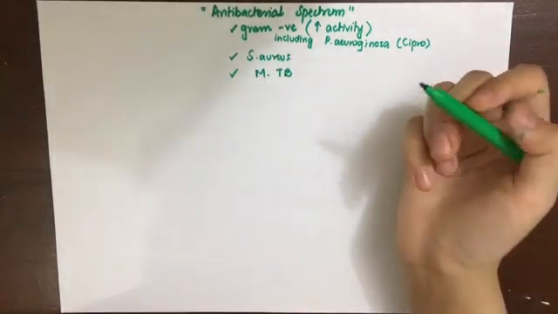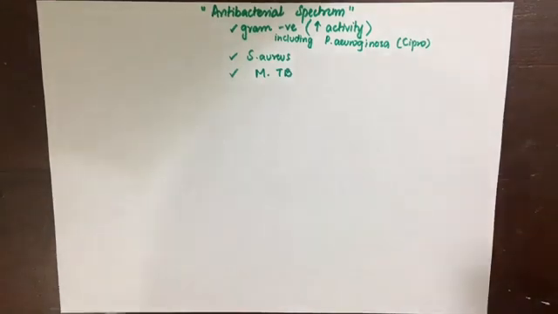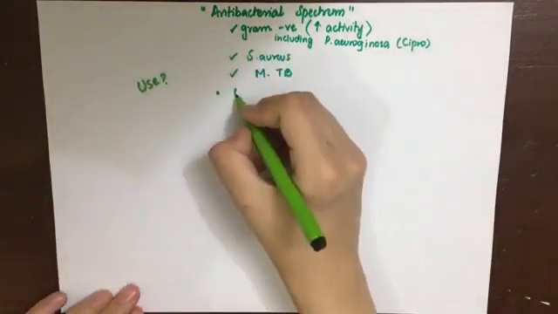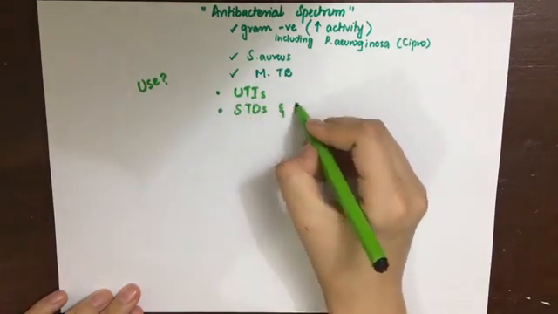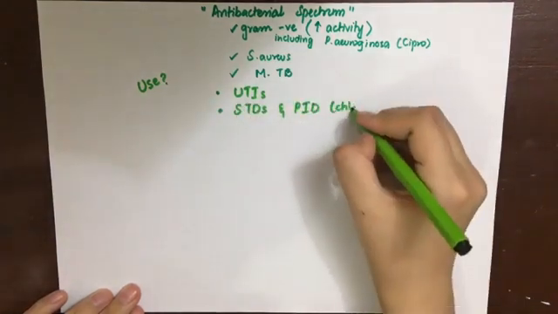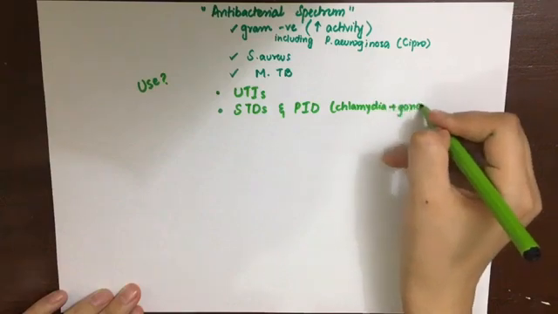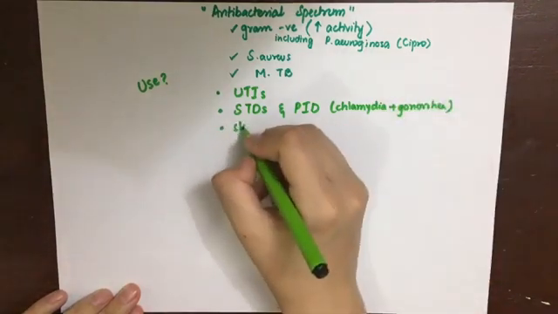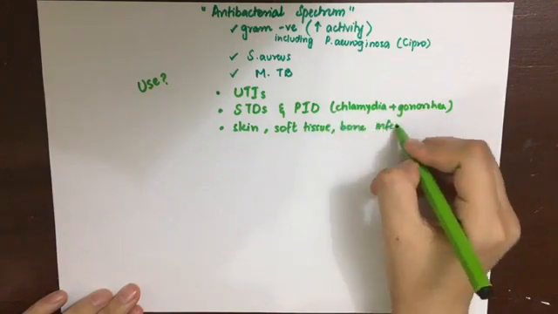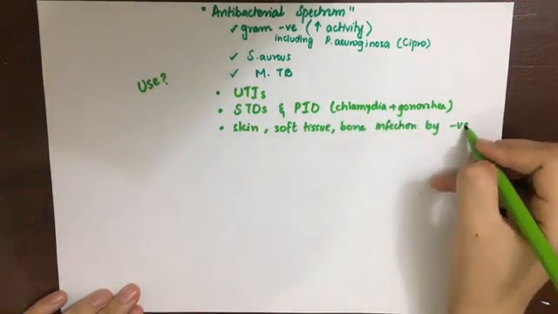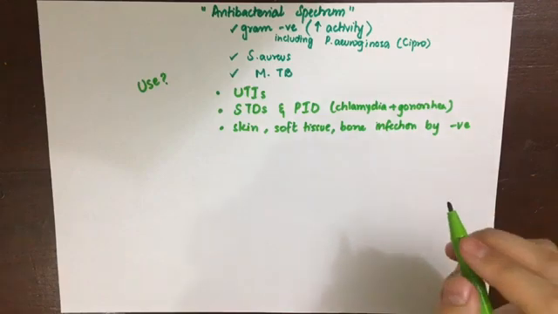Their uses include UTIs, and fluoroquinolones are the most commonly used agents for UTIs, and they are superior to cotrimoxazole. They are also used in bacterial prostatitis, just like cotrimoxazole. They can be used to treat sexually transmitted diseases and pelvic inflammatory disease associated with chlamydia and gonorrhea.